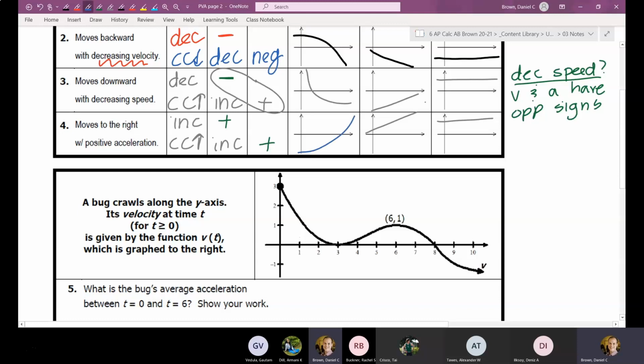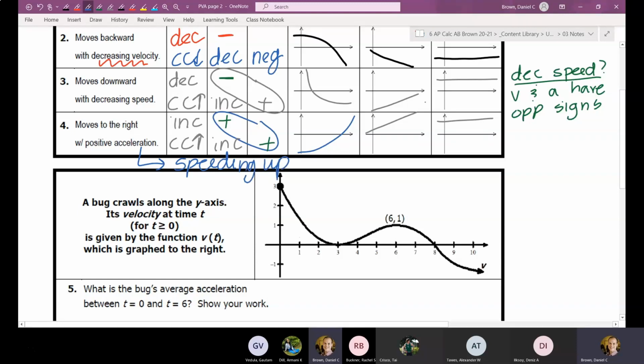And then just for understanding, in the situation described in number 4, where I say it's moving right with a positive acceleration, would you say that this would be speeding up or slowing down? Speeding up. So again, velocity and acceleration have the same signs. So this problem is technically speeding up.